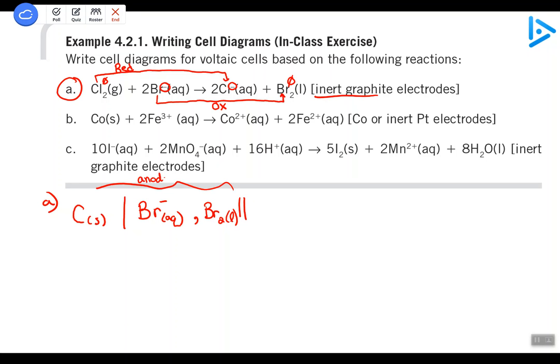And now I can do my cathode where reduction occurs. At my cathode, I have chlorine gas, and then I have chloride aqueous. Gas and aqueous are different phases, so they have a straight line to separate them. And then I also need my inert graphite electrode, so another phase boundary with my solid carbon. Notice that I didn't balance my redox equation in the cell diagram. We don't add coefficients. We simply add the materials, and the scientist interpreting this would be able to balance the equation themselves.